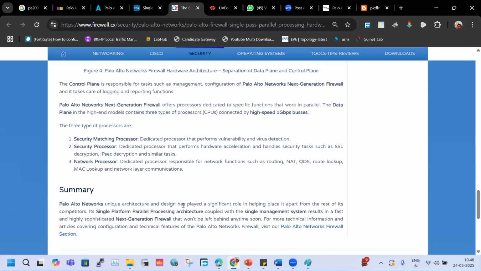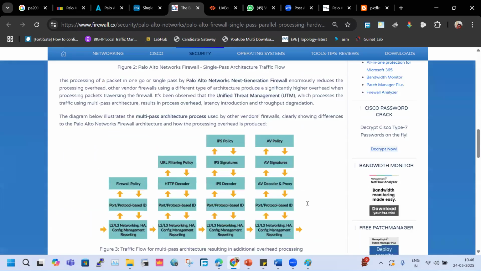The last is the network processor. It can be used by the routing table also, correct? Yes, route lookup, policy lookup, NAT lookup, MAC lookup. All those things will be checked here. So guys, is it clear?